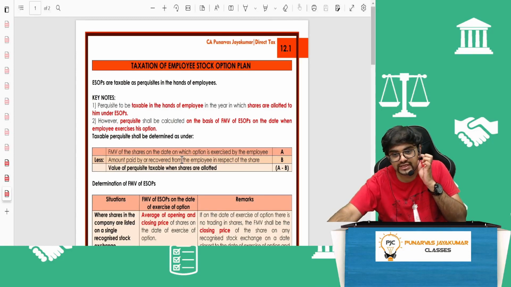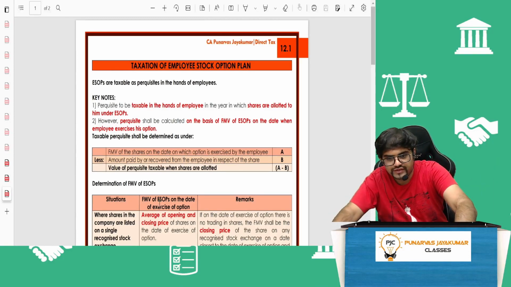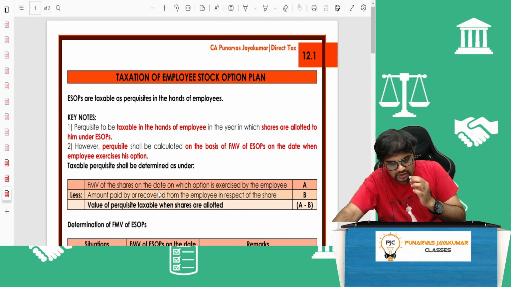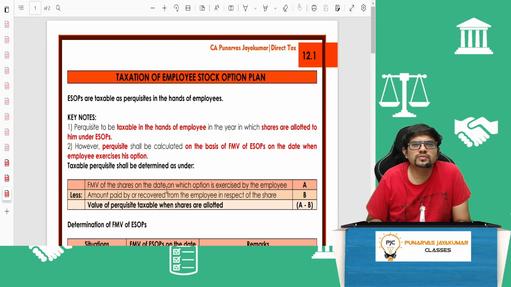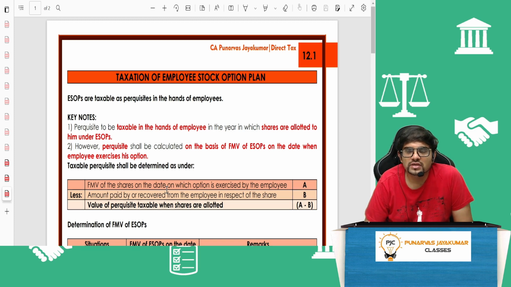Hi guys, let's finish off taxation of ESOP. Again, very important. So see guys, you have income from house property and income from salary. That is also part of the syllabus. But whatever was there in CA Inter, all those allowances, etc. and house property calculation, nothing they'll ask in the exam. What they'll ask is some higher level items.